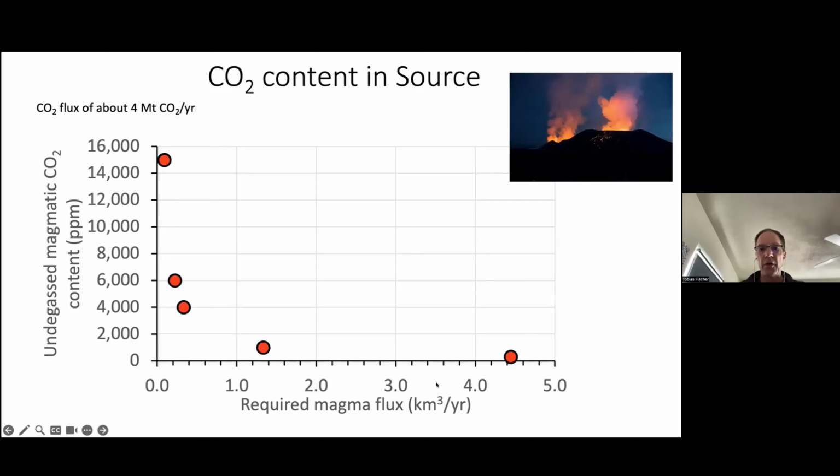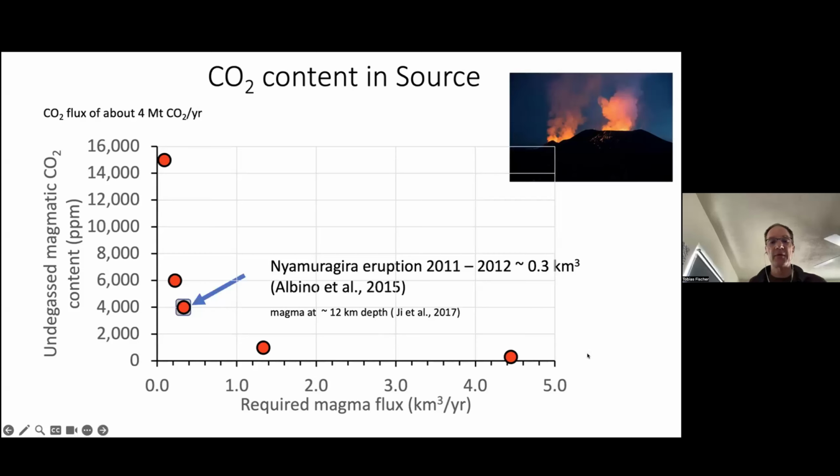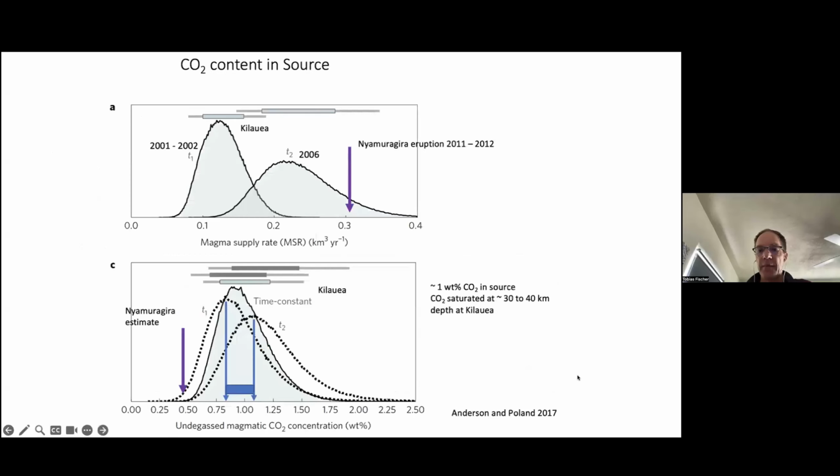Now, do we know the magma flux? Well, it happens that we have an idea, at least, from Albino's work. For that particular volcano, the magma flux was determined to be this number here. And if you plug that in, you get a CO2 concentration of 4,000 ppm in the source. Now, if you believe that number or not, that's up to you, but that's what you would get. You'd have to have that much CO2 completely degassed from that magma flux to get the flux of CO2 that you measure at the source.